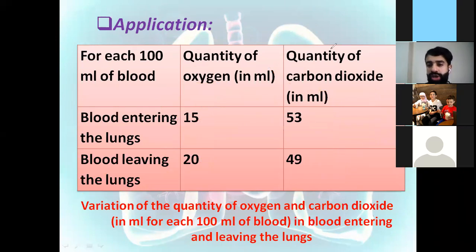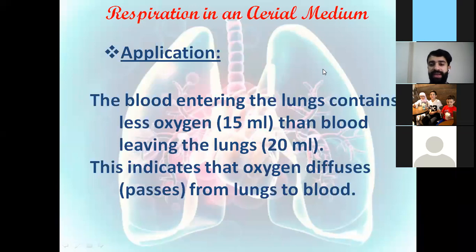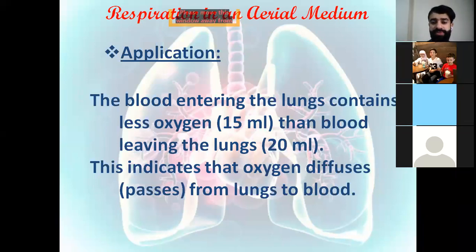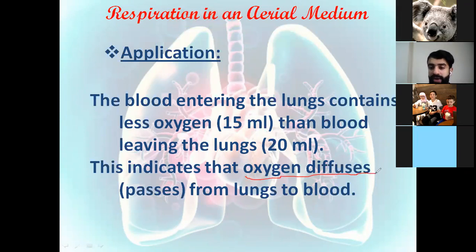Thank you. So here we did a comparison. So the blood entering the lungs contains less oxygen than the blood leaving. What does this indicate? If one might interpret, oxygen diffuses from where? From the medium of high concentration, which is the lungs, to the blood, which is of low concentration.